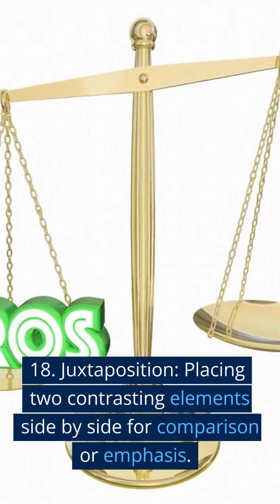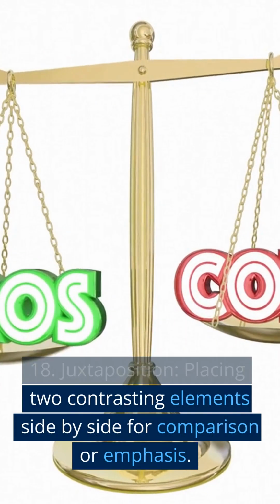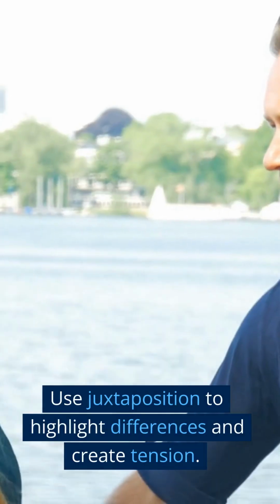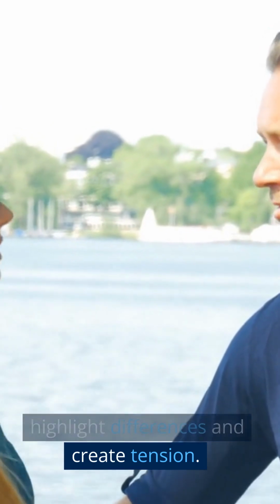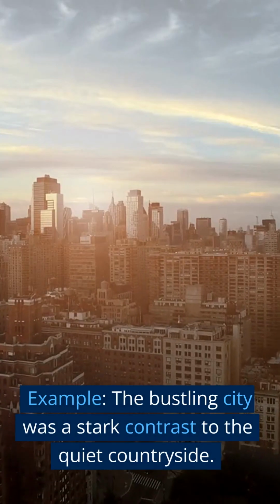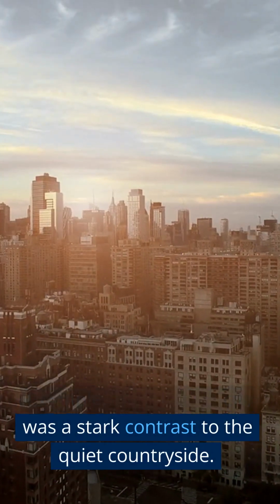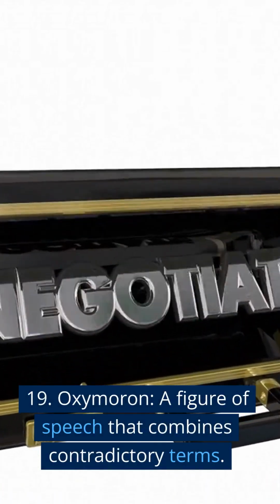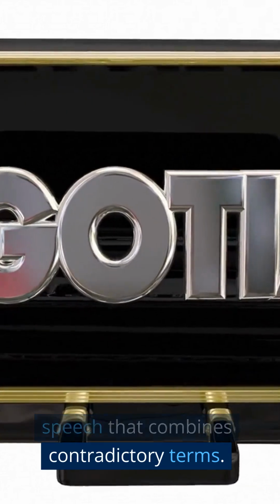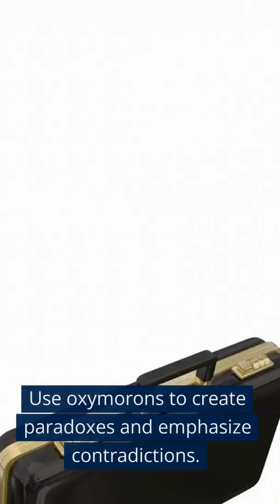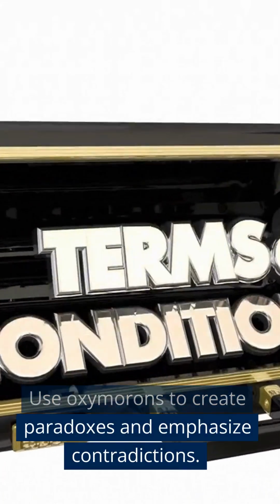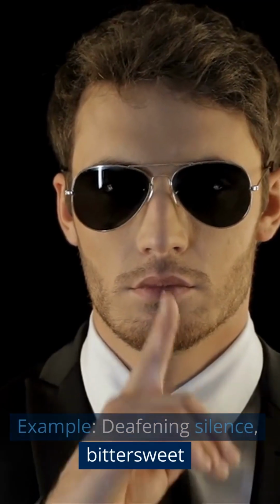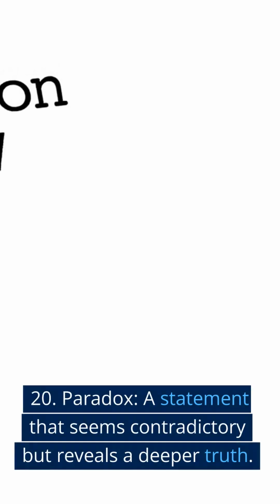18. Juxtaposition. Placing two contrasting elements side by side for comparison or emphasis. Use juxtaposition to highlight differences and create tension. Example: The bustling city was a stark contrast to the quiet countryside. 19. Oxymoron. A figure of speech that combines contradictory terms. Use oxymorons to create paradoxes and emphasize contradictions. Example: Deafening silence, bittersweet.